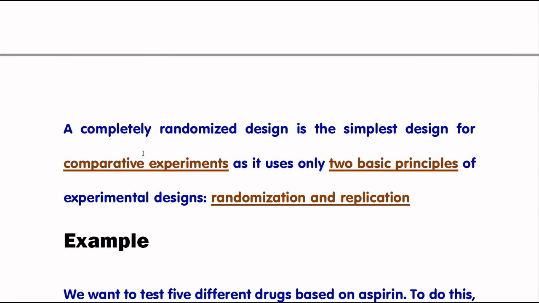A completely randomized design is the simplest design for comparative experiments. It is used for comparative experiments, and it follows 2 basic principles of experimental design: randomization and replication. In my previous video, I discussed that there are 3 basic principles of experimental design: randomization, replication, and local control. Completely randomized design follows the 2 basic principles: randomization and replication.